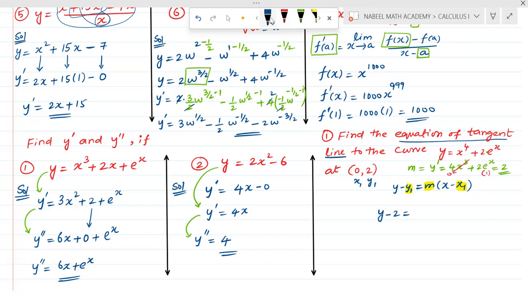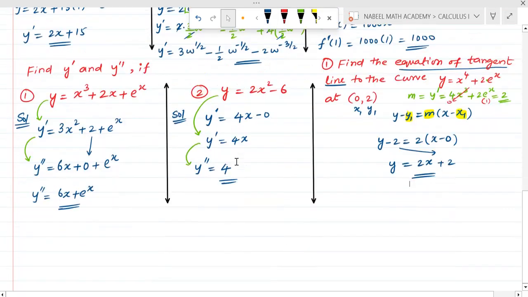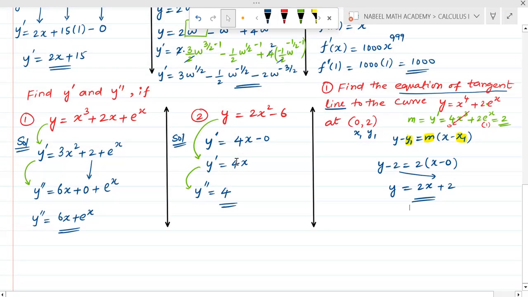y minus 2 equals 2 times (x minus 0). So therefore it is 2x. If you move that side, it becomes plus 2. So y is equal to 2x plus 2. So this is the derivative of the polynomial and the exponential function. Thank you.